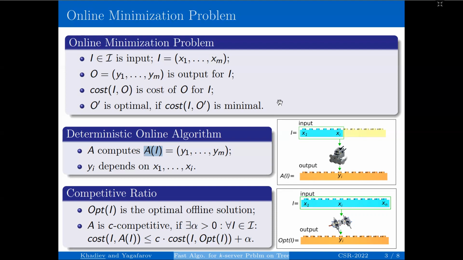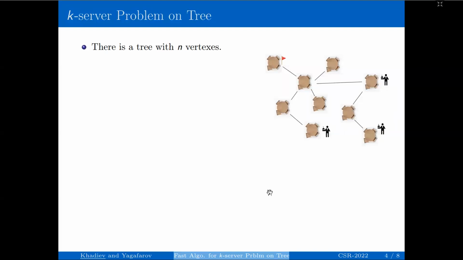So let us present the K-server problem on trees. We have a tree with n vertices, and we associate it with some tables in a restaurant, for example. And we have k agents. Each agent stays on some vertex, maybe two agents on one vertex. So these agents can serve some queries.